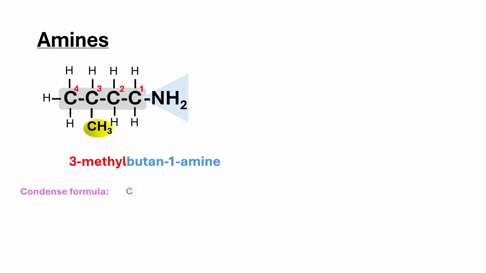So, condensed formula, reading from left to right. We've got CH3, which is the C4 carbon, then moving on to C3, which is CH, then CH3 in the yellow highlighted one is a branch, so you must use brackets for it, and carry on with CH2, CH2, NH2. But there is a simpler way of doing this.